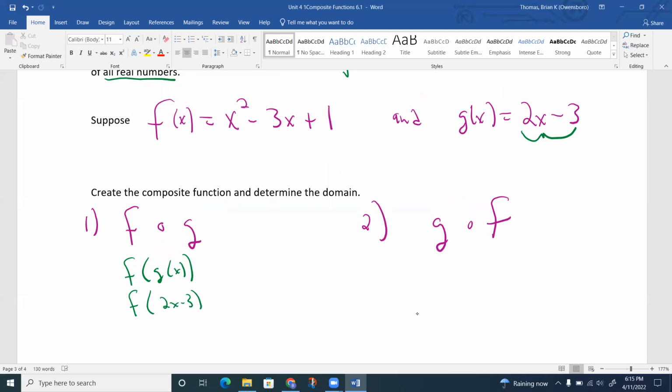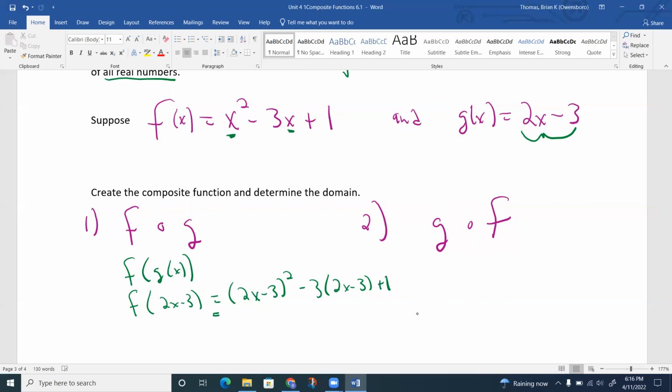Now the catch is the 2x minus 3 has to be substituted in for x in the f function. So this is where it gets tricky, because now I have to replace x with the actual g function, which is 2x minus 3. So this becomes 2x minus 3 squared minus then 3 times this 2x minus 3. So notice how we have an x here, and we have an x here, and that 2x minus 3 has to go into both spots. And then we have this plus 1.